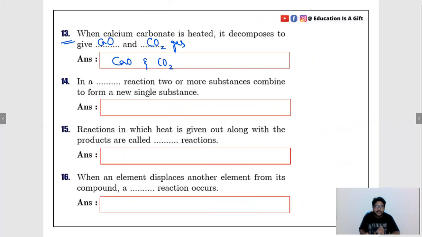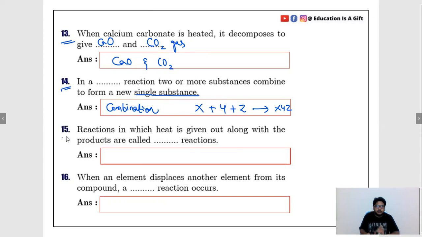In a dash reaction, 2 or more substances combine to form new single substance. So try to understand the question. In a dash reaction, 2 or more substances, for example, if here we have X and Y, 2 or more, of course, Z combines to form new single substance, it will form XYZ. What is that reaction? It is combination reaction.